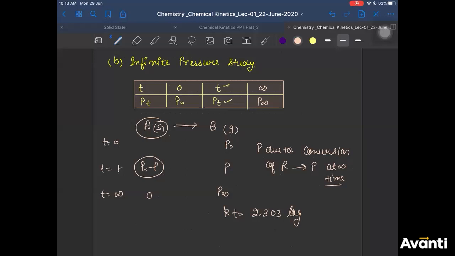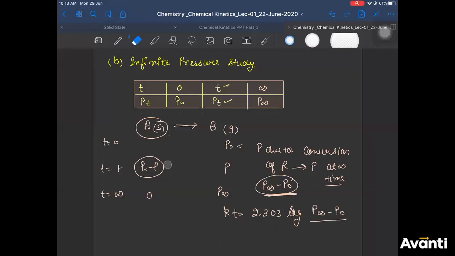Very good. Vani and Chaitna have already answered. P infinity is the total. From that you subtract the initial pressure of product, and when you subtract the initial pressure of product, you get the pressure only due to reactant. That means your initial reactant pressure will become P infinity minus P0. Correct? Yes?